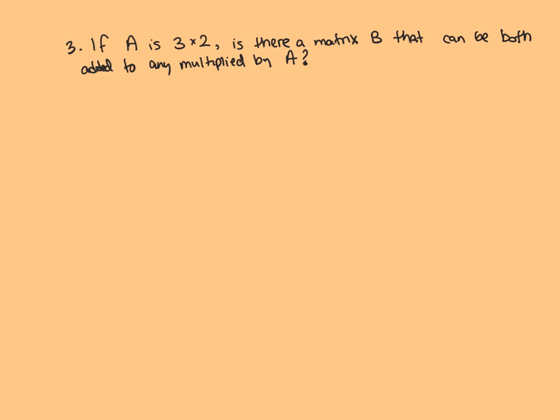Okay, so this question is about matrices. If you haven't gotten to that section yet, make sure you cover that before you get back to this question. So I have a 3 by 2 matrix A. Let's remember what that means. The first number tells me the number of rows, so I have 3 rows and then 2 columns. So it's 3 by 2. And I want to know if there's a matrix B that can both be added, so A plus B, and multiplied, so A times B.